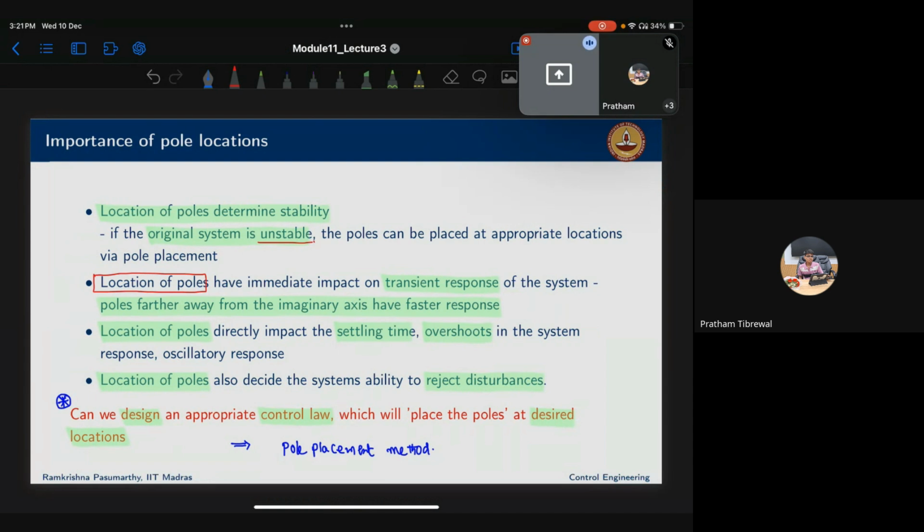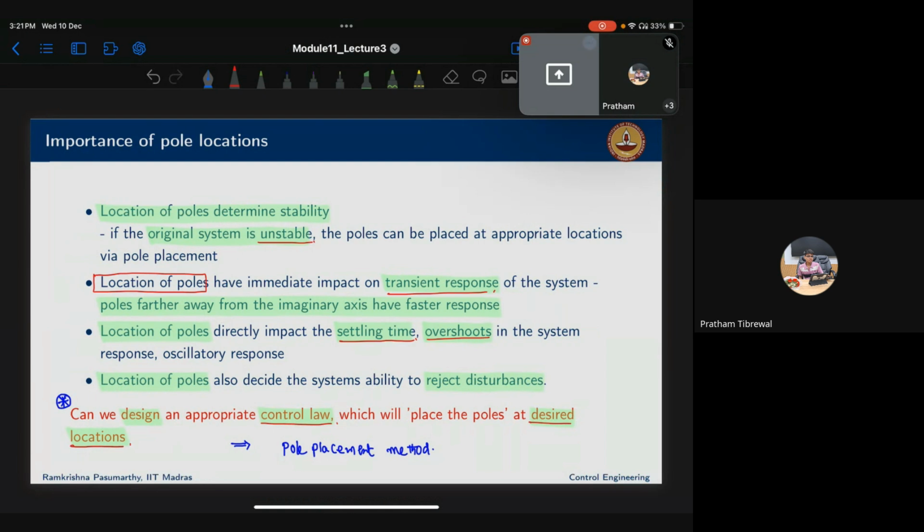Also, the concept of location of poles is very important, because it tells us about the transient response. Also, they will inform us about the settling time, overshoot, etc. So here the point is, can we design a controller which will place the poles at our desired locations?